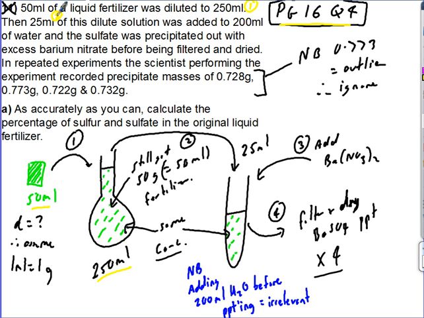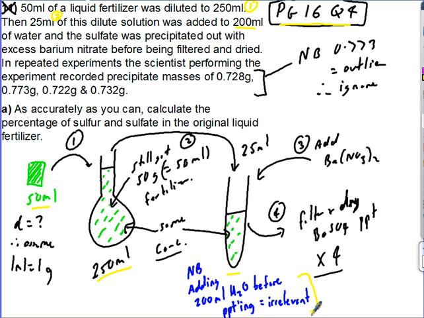So here we go, step 2. They're taking a 25 ml sample of that dilute solution. They're adding 200 mils of water to it and then precipitating out the sulfate. And one of the things to realize is that once you've got this 25 ml solution, that's all the fertilizer we're precipitating out anyway. Adding the 200 mils of water is completely irrelevant to the calculation. Adding the water is not going to change the mass of the precipitate, so it's a bit of a misleading or red herring part of the question. So we're going to ignore that part of the question altogether.